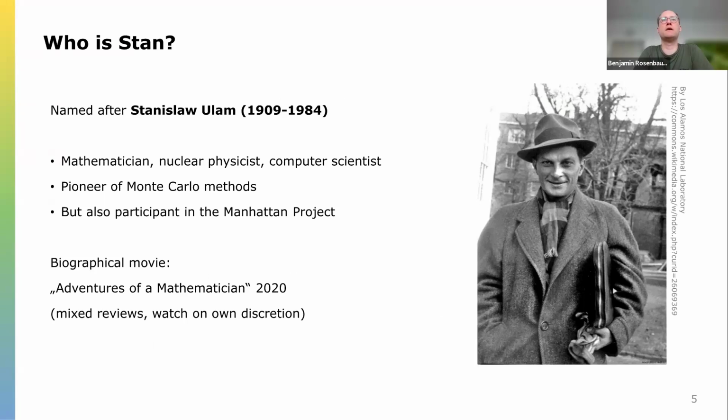He was, I think, a Hungarian mathematician who emigrated to the USA. He was a mathematician, nuclear physicist, and computer scientist, and he was majorly involved in developing Monte Carlo methods. But he was also involved in the Manhattan Project, working on the atomic bomb as well. There is a biographical movie if you're interested in his life. It's called, I think, Adventures of a Mathematician. I watched it a couple of years ago. I don't think it's particularly well made. So it's not Oppenheimer, right? But if you're interested in his life, you can have a look there.